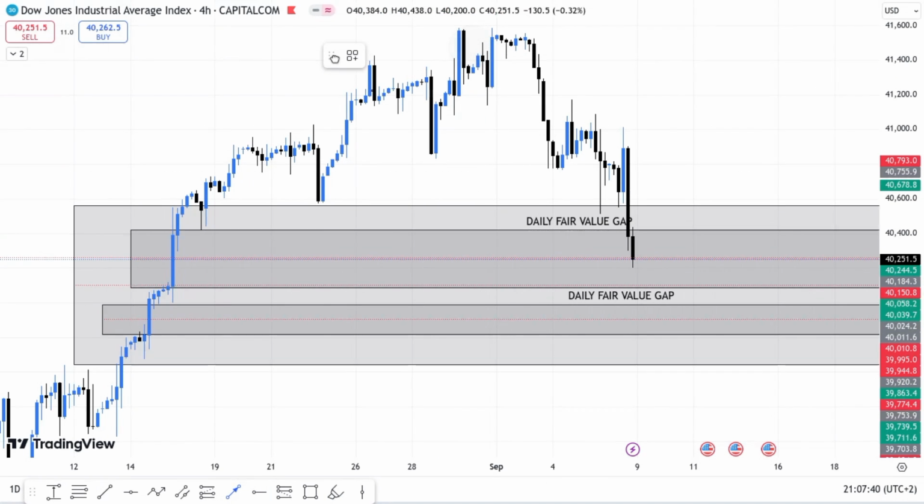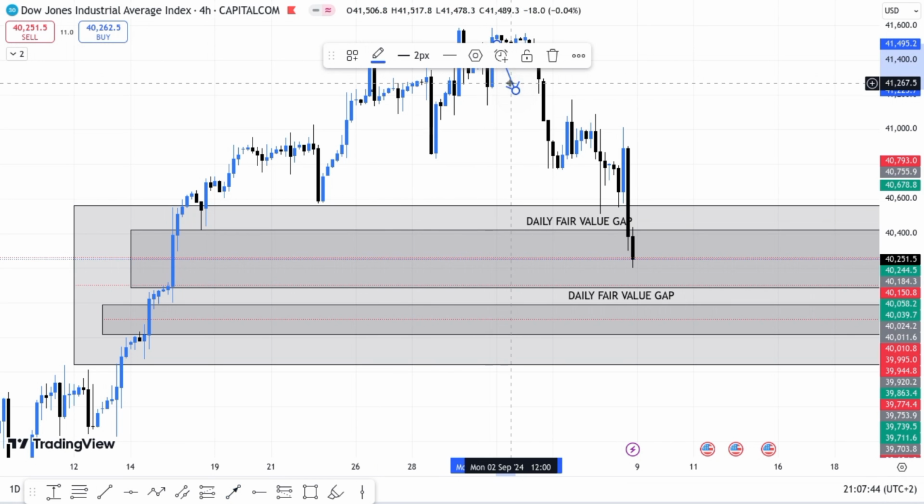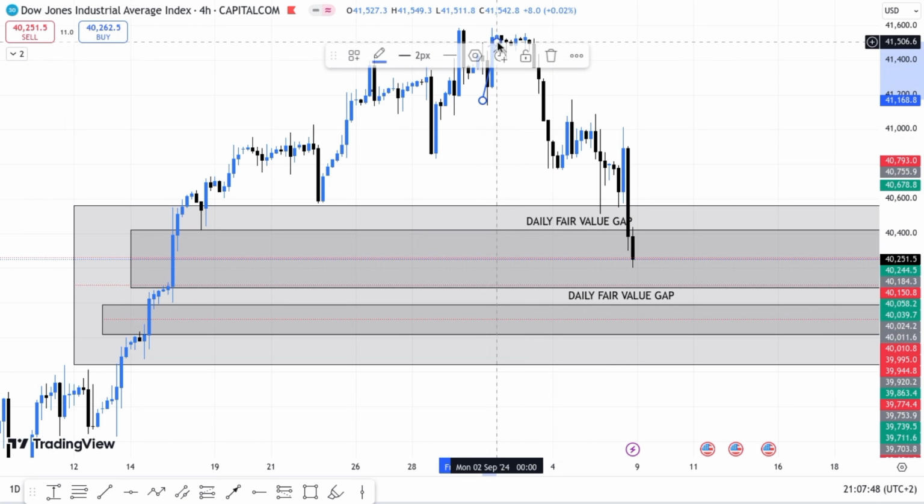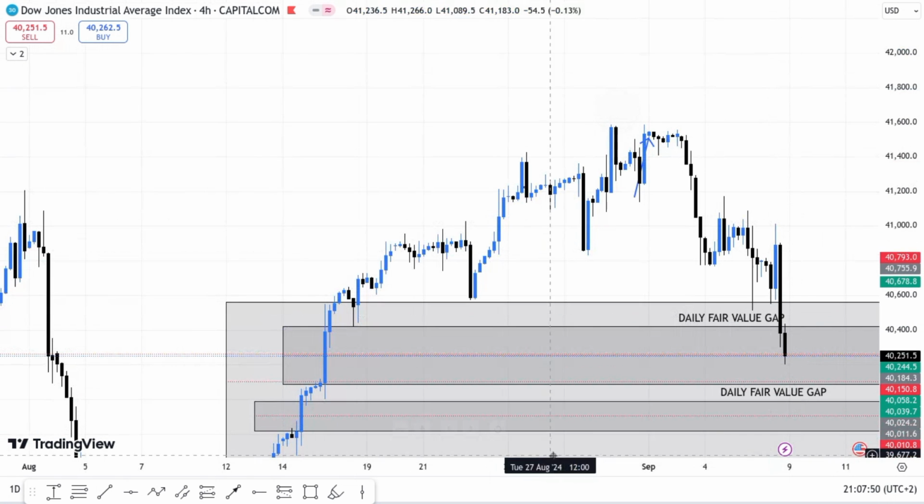Wait, let me just move this around that way. Let's zoom in there a little bit.